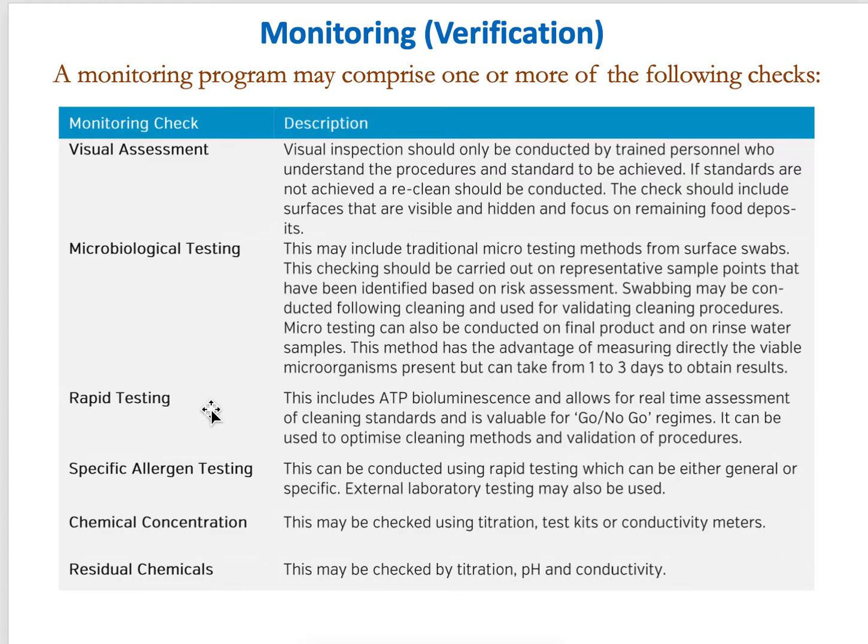Also you have to test for allergens, check the chemical concentration, and also residual chemicals, that is, whether any residues of the cleaning agents are present after the cleaning. These are the assessment procedures for the monitoring to confirm that the cleaning was perfect.